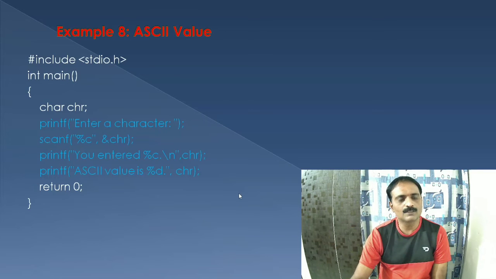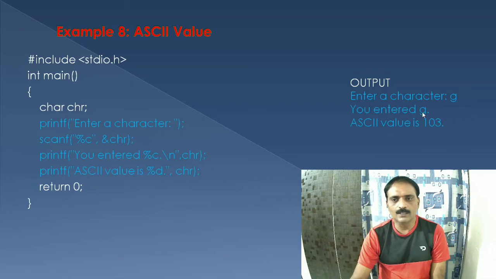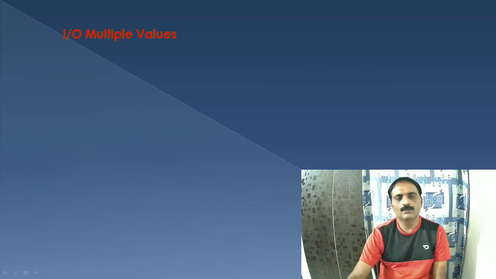Once this program is written and executed, for example if you enter G, first, according to this printf statement, whatever character we have entered will be printed. And in the second printf statement, we have asked for its ASCII value with %d. So for G, the ASCII value is 103, hence that is going to be represented here. Similarly, in the same way, we can have a number of input-output values.